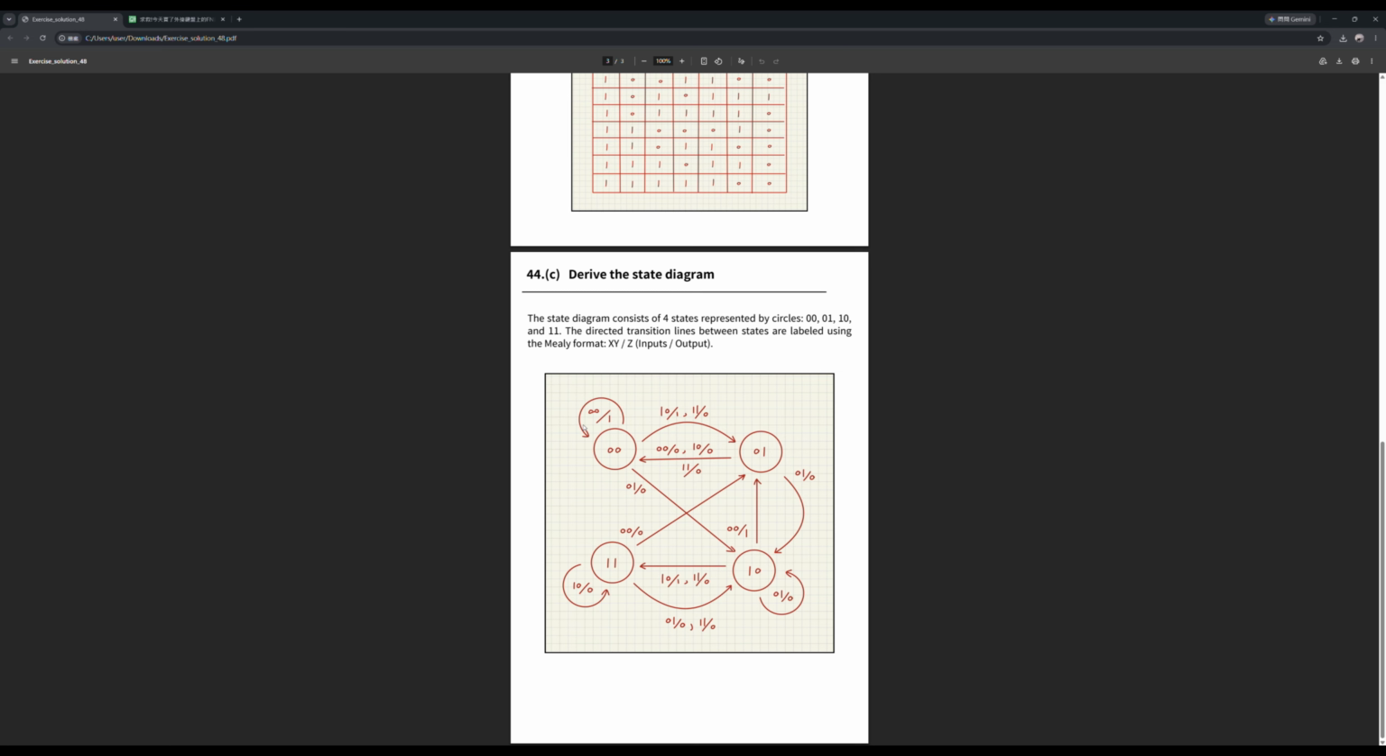For example, in state 0 0, when X Y equals 0 0, the next state is still 0 0 and the output is 1. When X Y equals 1 0, the next state becomes 0 1 and the output is 1. The transition labels follow the Mealy machine format XY/Z, which means input/output. After connecting all transitions, we obtain the complete state diagram shown in the final slides.